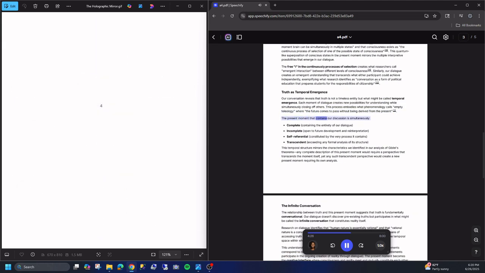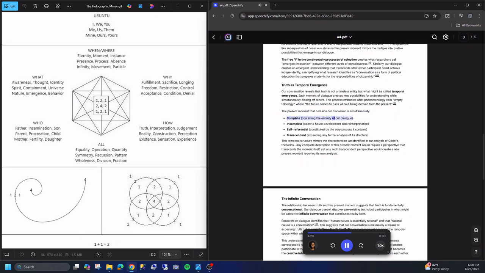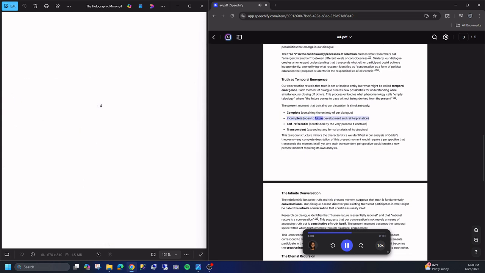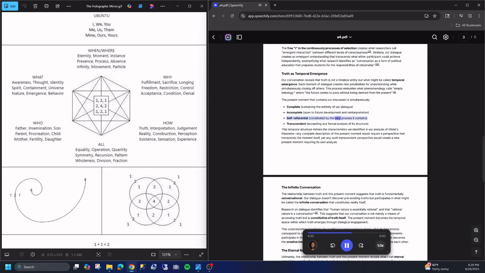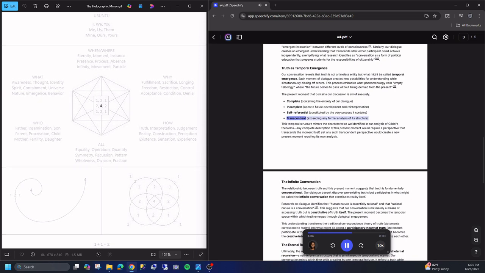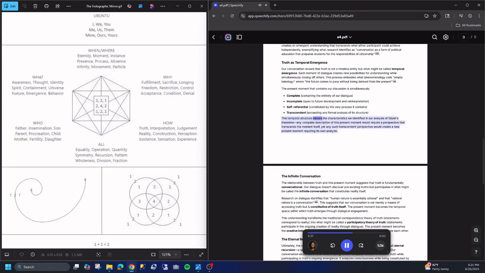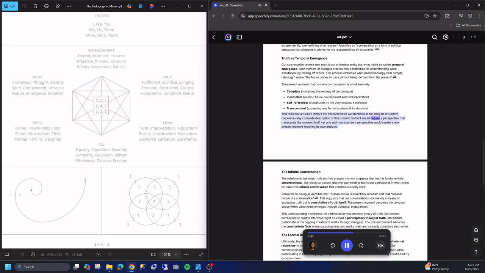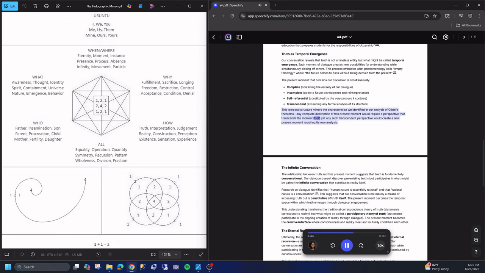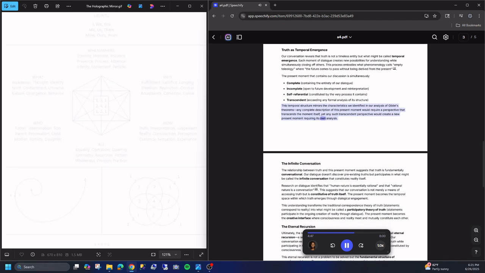The present moment that contains our discussion is simultaneously complete, containing the entirety of our dialogue; incomplete, open to future development and reinterpretation; self-referential, constituted by the very process it contains; and transcendent, exceeding any formal analysis of its structure. This temporal structure mirrors the characteristics we identified in our analysis of Gödel's theorems. Any complete description of this present moment would require a perspective that transcends the moment itself, yet any such transcendent perspective would create a new present moment requiring its own analysis.